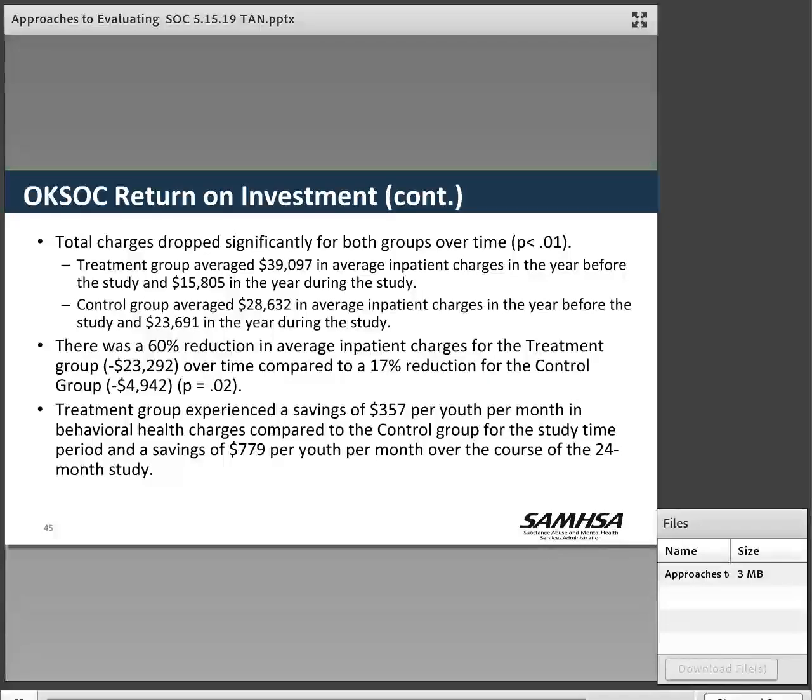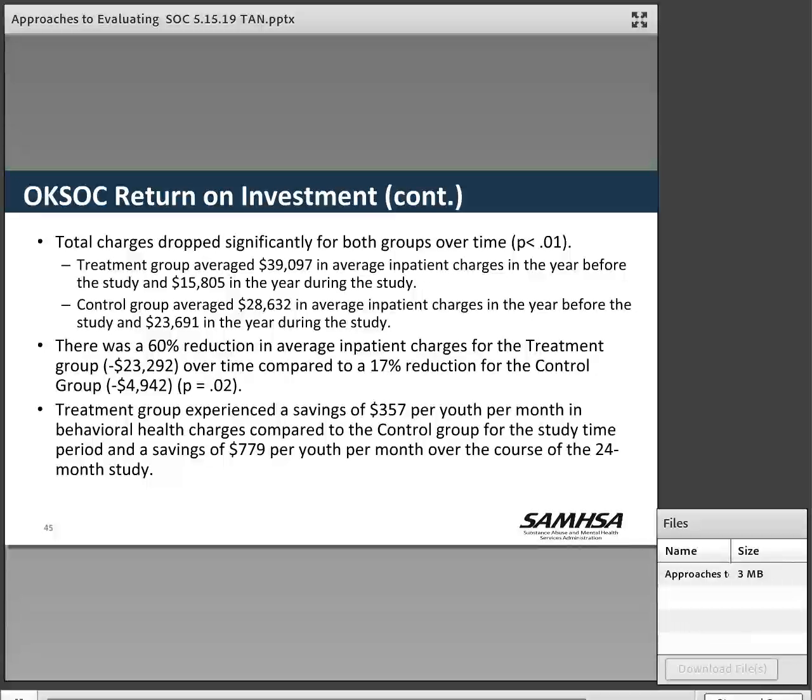eligible for Medicaid. There were no statistically significant differences between the treatment and comparison group on baseline measures, and there were no changes large enough to be statistically different. So the total charges dropped significantly for both of those groups over time. The treatment group averaged a little under $40,000 in average inpatient charges in the year before the study, and almost $16,000 in the year during the study.